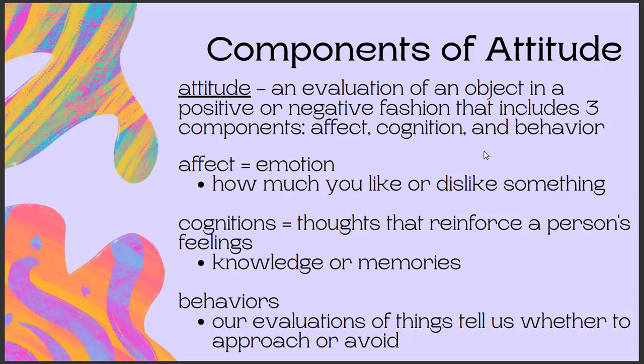Okay. So on the other side of the spectrum, peppers. I hate peppers. I wish I liked them, but I don't. So the affect is how much I like or dislike something. I strongly dislike them. My cognitions, through my memories, is every time I try to eat them, I nearly throw up just because I can't stand the taste or the texture. And so my behavior, based off of my evaluations of peppers, is to avoid them. I pick them out of my food. I don't buy them. I don't cook with them. So that is what attitude is: the combination of your affect, your cognitions, and your behavior.